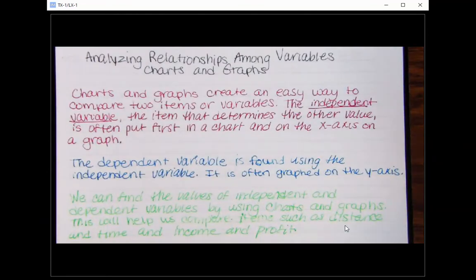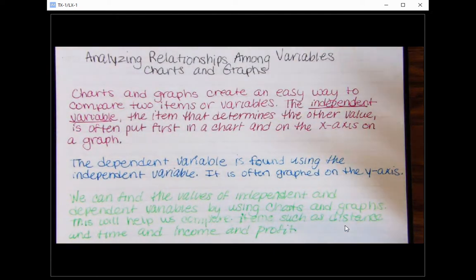Hey everyone, today we're going to be analyzing relationships among variables in charts and graphs. Now, that could be kind of confusing with a lot of big words, so let's break this down. Charts and graphs create an easy way to compare two items. Two items we can represent as variables.